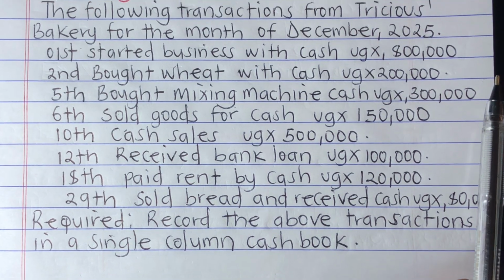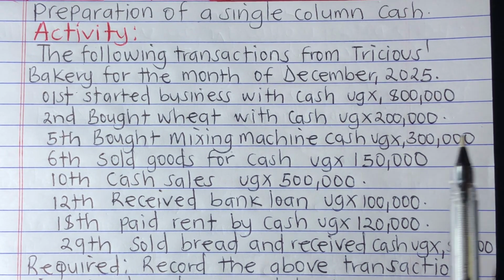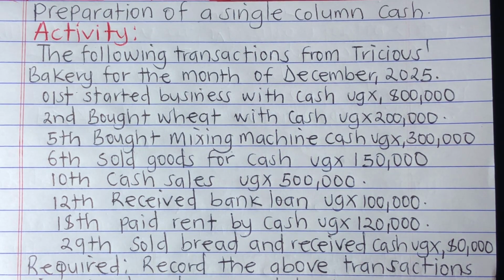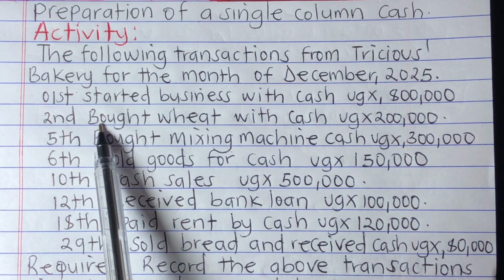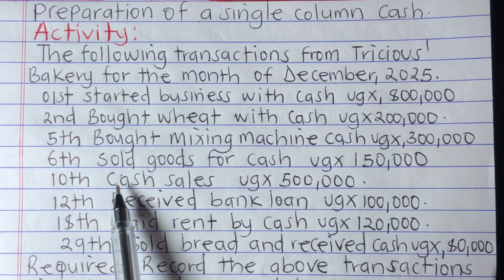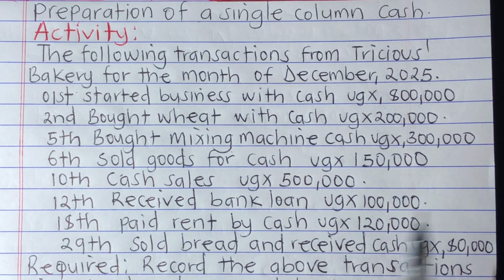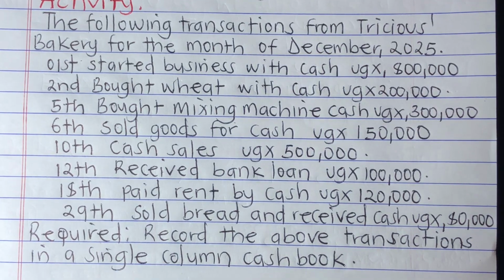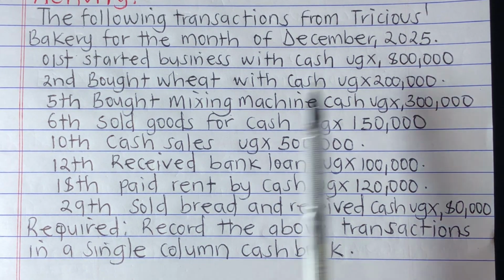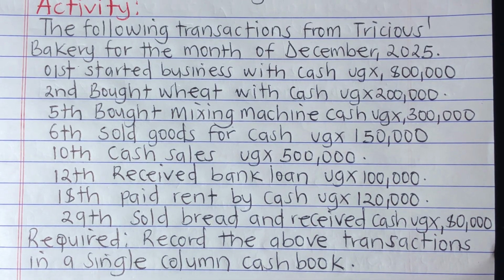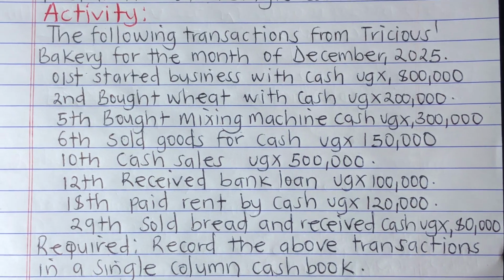So this is our question, and I'm going to be showing you how to prepare a single column cash book from these transactions. Some of them are on the debit side and some of them are on the credit side. So I'm going to be showing you how we post them, or how we prepare a single column cash book from these transactions.